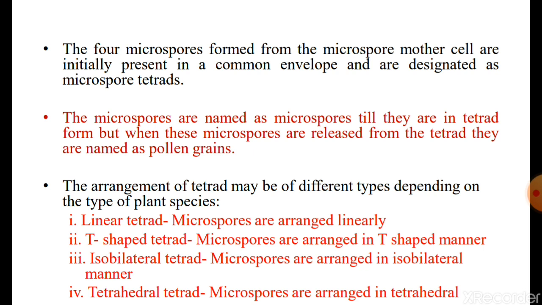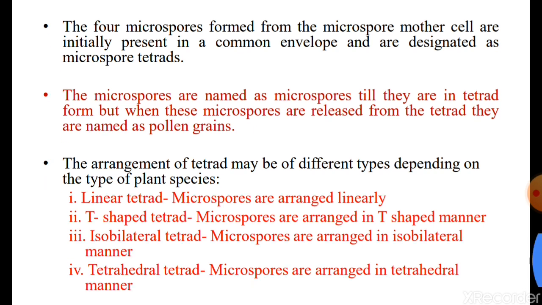This is the basic difference between the microspore and pollen grain. When the microspores are in tetrads, that is all the 4 microspores formed after the meiotic division in microspore mother cell, they are named as microspores till they are in tetrads, but when they are released from the tetrad, they become separated, they are named as pollen grains.